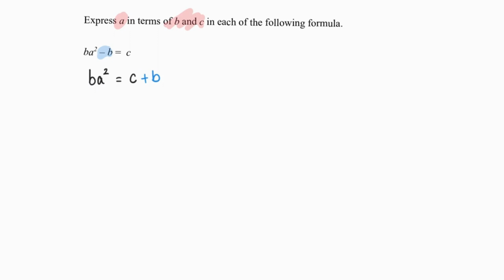I saw that there is a b times a square here. I would want this b to be on the other side of the equation. I'm going to divide by b on both sides such that you would see that the whole thing is over b. And I saw finally the square.